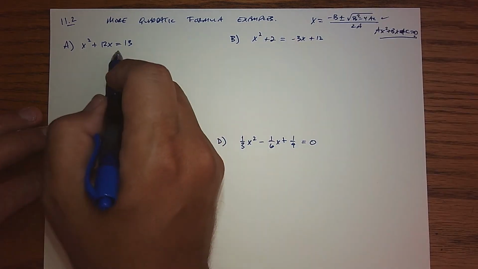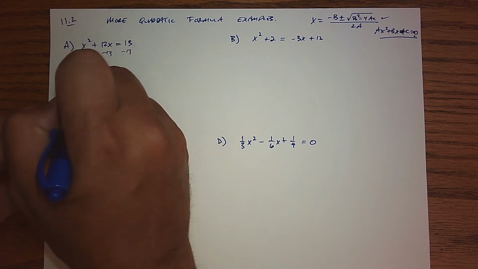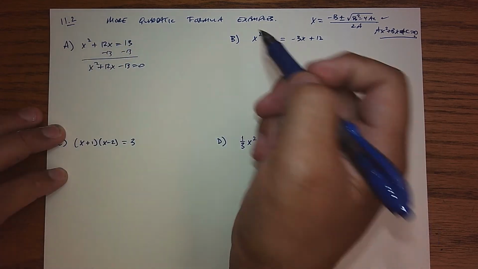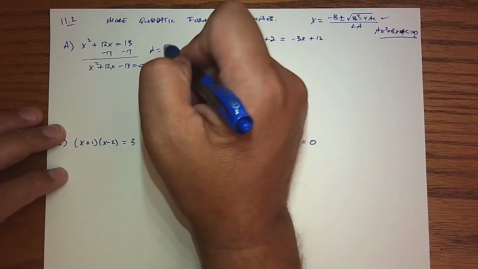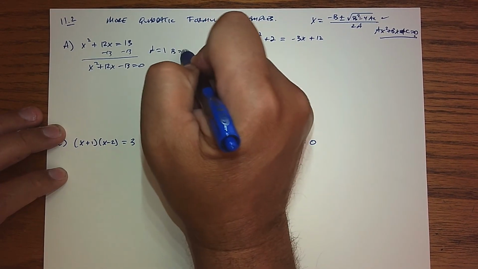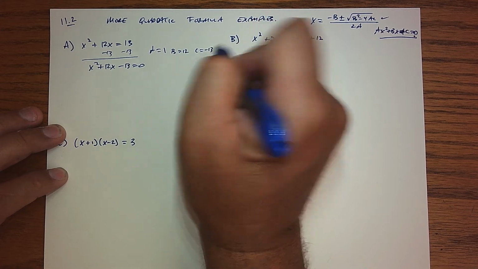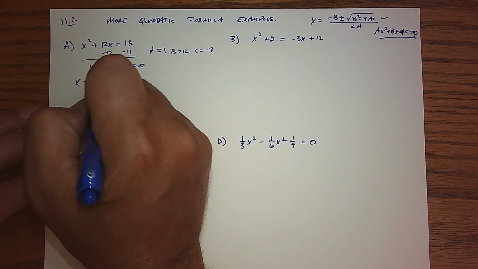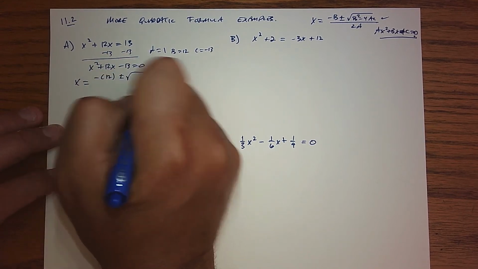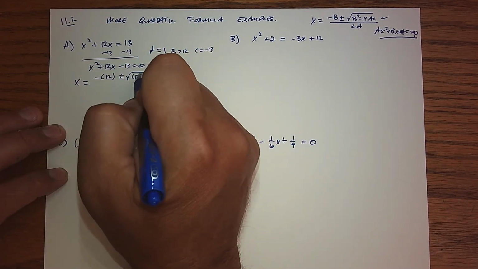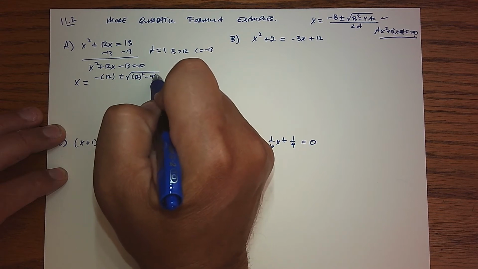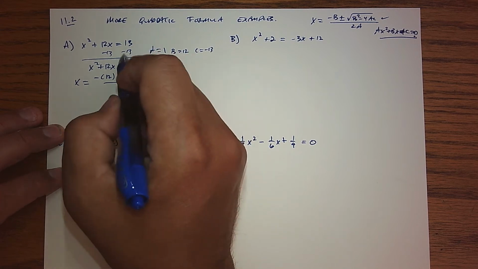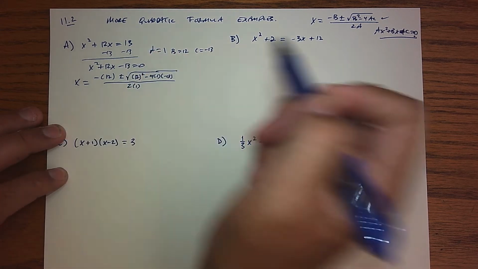All right, so the first thing we need to do here is to subtract 13 from both sides, so that I have it set equal to 0. And now I can accurately define who A, B, and C are. A looks like it's 1, B is 12, and C is negative 13. Now that I know that, I can go to my formula and start plugging things in. So we get negative 12 plus or minus the square root of 12 squared minus 4 times A times C, all divided by 2 times 1.